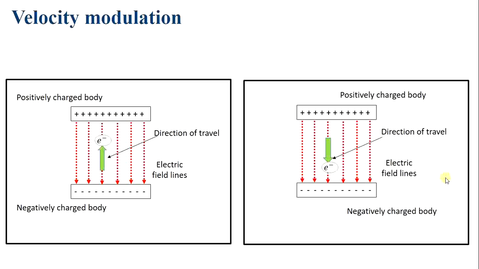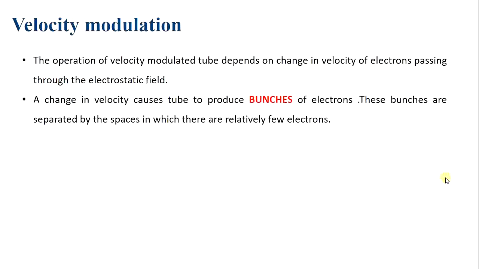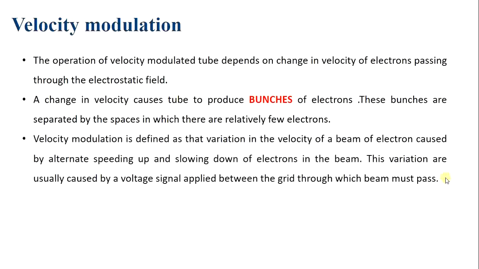The operation of a velocity modulated tube depends on the change in the velocity of electrons passing through its electrostatic field. A change in the velocity causes the tube to produce bunches of electrons, and these bunches are separated by spaces in which there are relatively few electrons. Velocity modulation is defined as the variation in the velocity of a beam of electrons caused by alternate speeding up and slowing down of electrons in the beam. The variations are caused by a voltage signal applied between the grids through which the beam must pass.